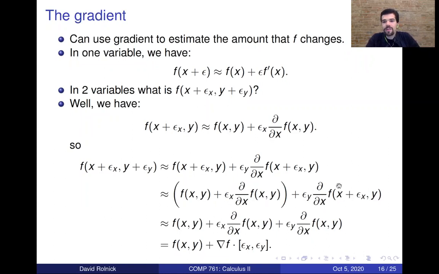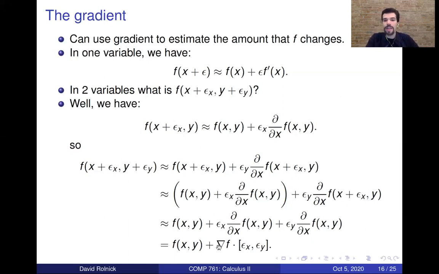Somewhat awkwardly, this is the derivative, again, this should be derivative with respect to y, the derivative of f of x plus epsilon, y. We'd like it to be f of x y, but basically we're going to assume that this is approximately f of x y. The derivative is not going to change so fast, so we can approximate this derivative by this derivative, if these epsilons are really small.